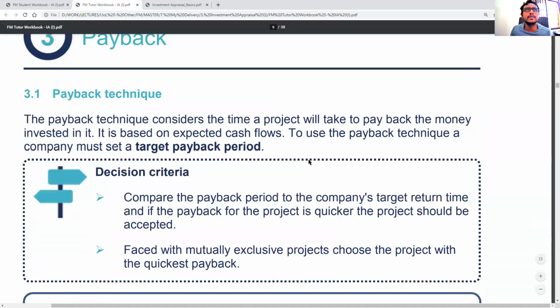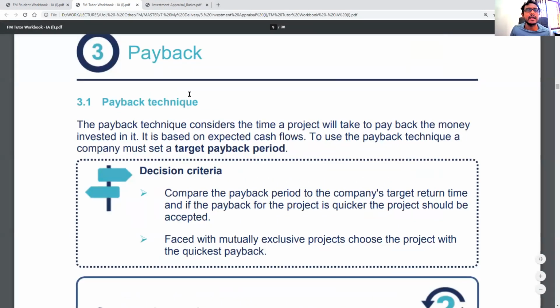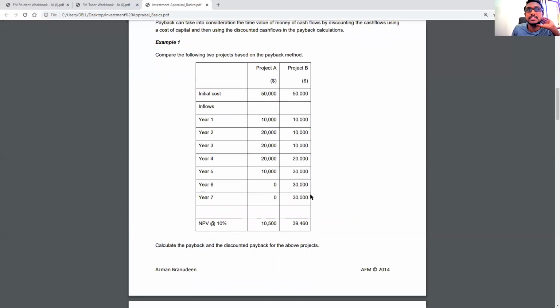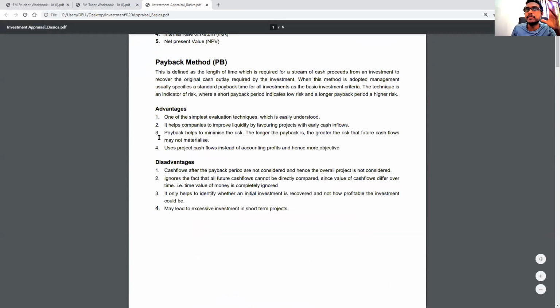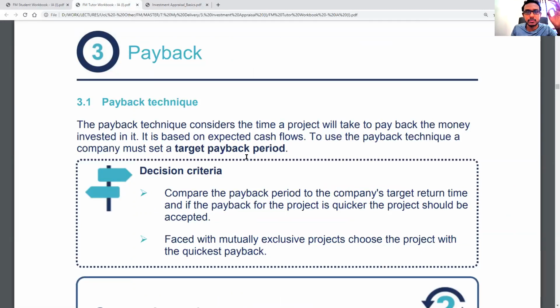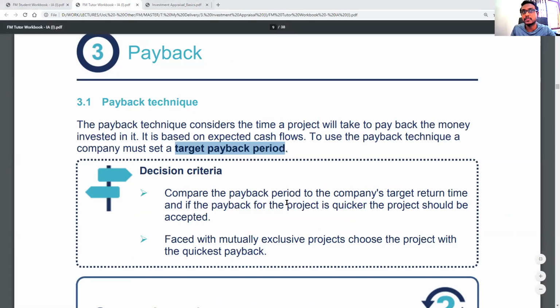Okay, so first, let's start with payback. We looked at the first one, ARR. If you have gone through my tute, I also asked you to try out the sums here. Payback is simply the idea of how long it's going to take for you to get your money back. You can have a target payback, and if you're getting the money sooner than that, you're good. But if it's getting delayed, it can be a problematic situation.